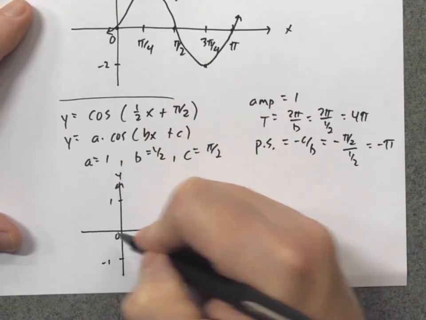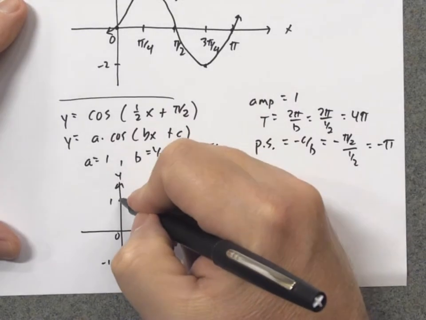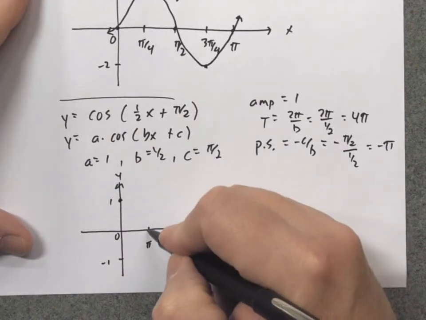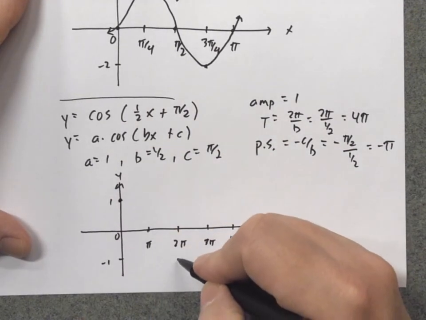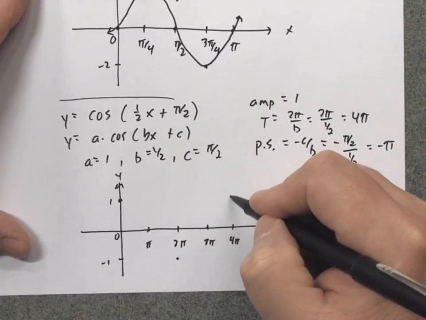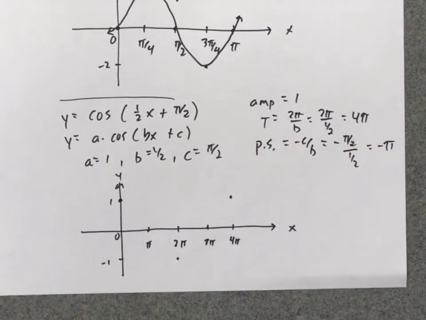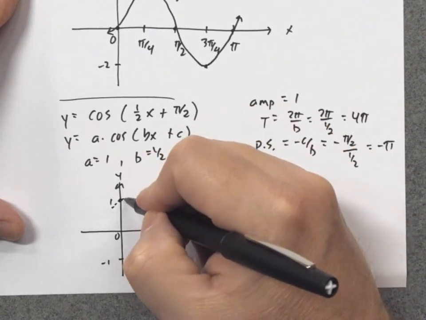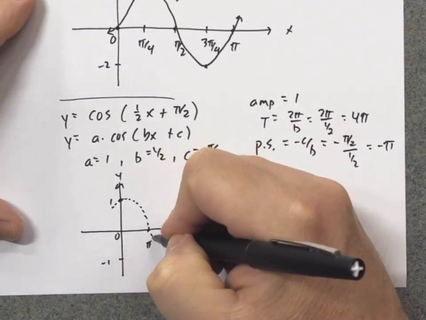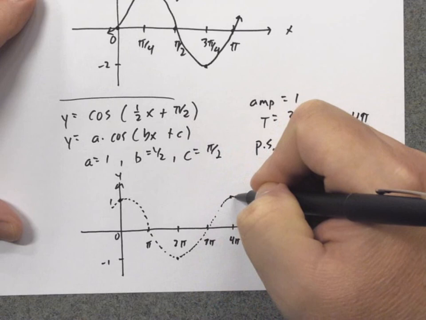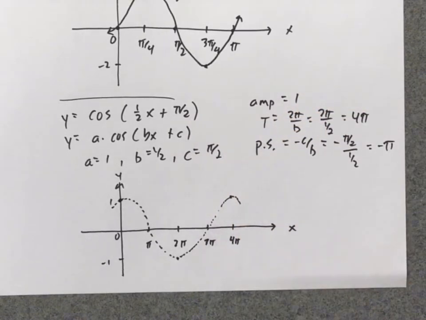Cosine, what happens when the angle is 0? Cosine is 1. So cosine starts high, and then it goes to 0, and then it goes low, and then back to 0, then back high. So that's one cycle. You notice I'm going to draw this in dashed lines, because this is not my final answer. This is almost like a temporary graph. That's the graph of the straight cosine wave.